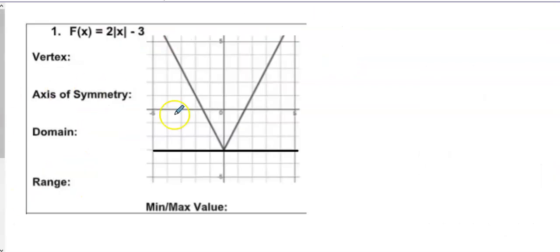You don't need them. Okay, so the first key features we're going to look at are vertex, axis of symmetry, domain, range, and then whether it has a maximum or minimum. We've looked at some of these already, so it should be pretty easy.